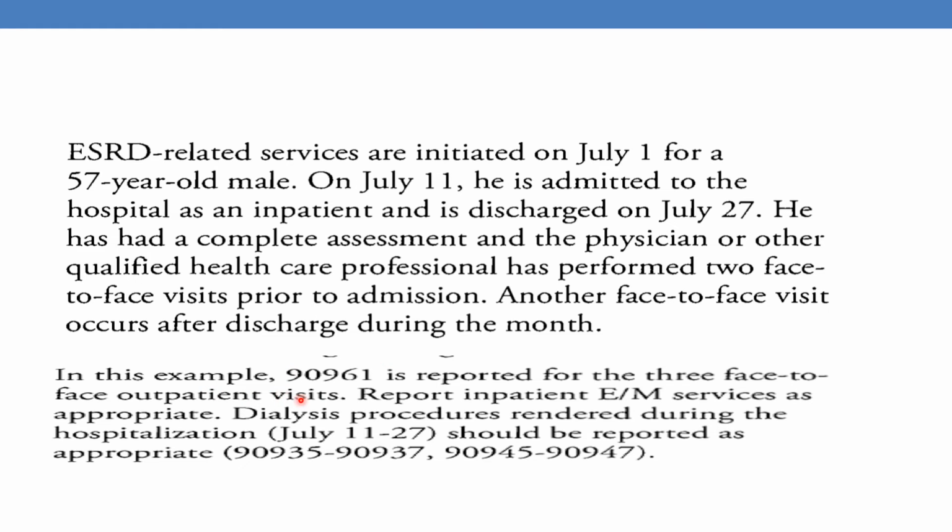So in this example, the correct answer is 90961 is reported for 3 face-to-face visits, outpatient visits, and report the inpatient E&M services as appropriate. For admission and discharge, you need to report inpatient E&M services as appropriate, and dialysis procedures rendered during the hospitalization, that is from July 11th to 27th, should be reported as appropriate based upon the respective dialysis codes.